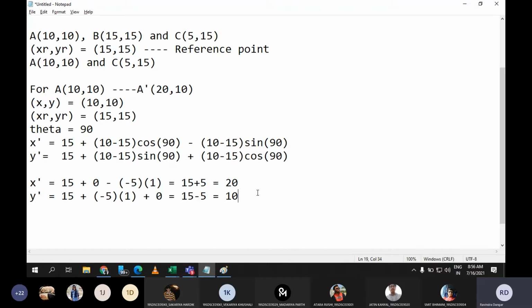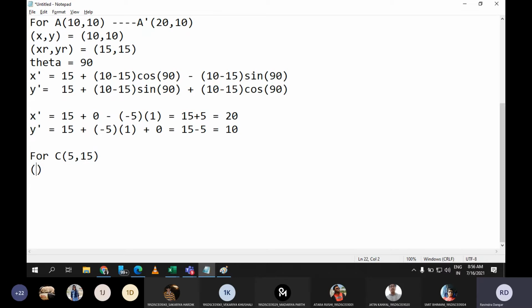No, sir. Similarly, let's find the new value for point C, which is 5, 15 in this case. Now the values of x and y would be 5 and 15. xr, yr will be the same. What is xr, yr? It is 15, 15. And the angle is also the same, so theta is 90. Just apply the equations. x dash is equal to xr, which is 15, plus (x minus xr). What is x?